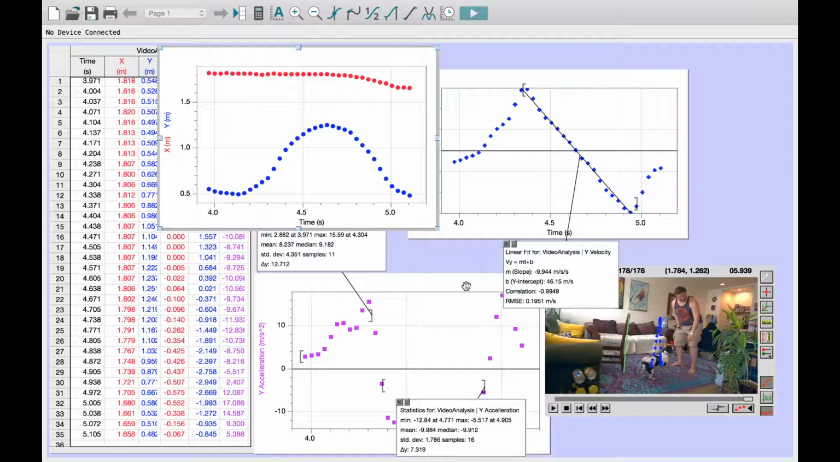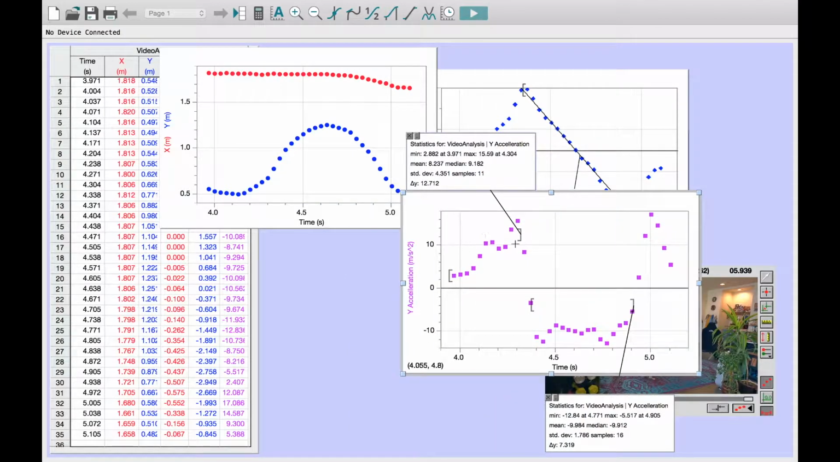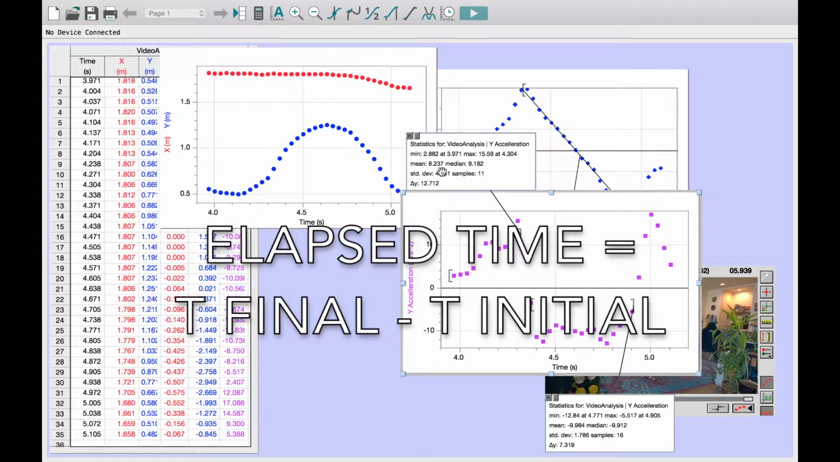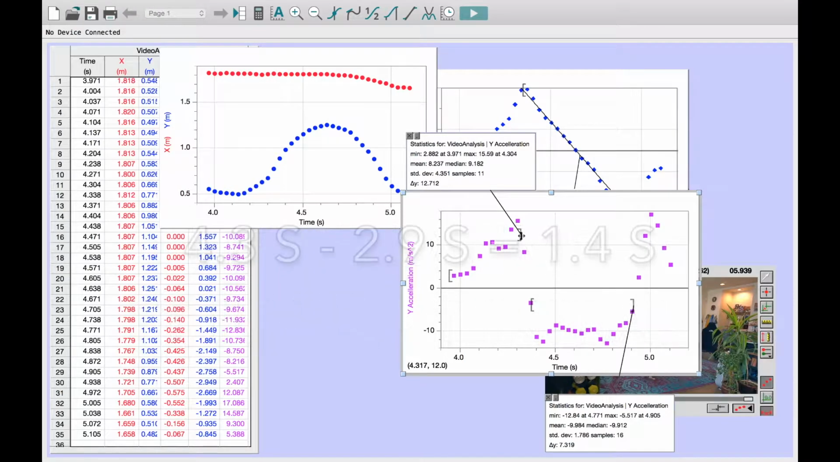We could also use Logger Pro to analyze Charlie's average acceleration during his actual jump. In this portion of his jump, his mean acceleration was 8.24 meters per second squared over the course of this time period, which was 2.9 seconds to 4.3 seconds, a period of 1.4 seconds.